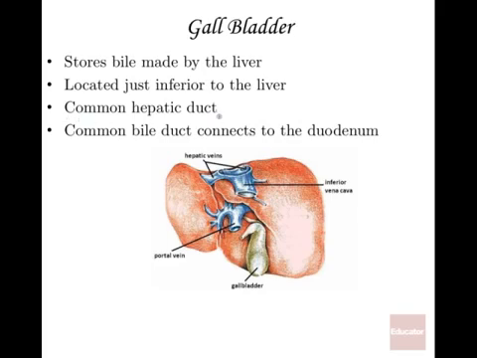The common hepatic duct is what's going to take bile from the liver to the gallbladder, and then the common bile duct connects the gallbladder to the duodenum. The duodenum is that first part of the small intestine, which you're going to get a better view of when I show you the pancreas slide. If it wasn't for that common bile duct, you wouldn't be getting bile into the small intestine.